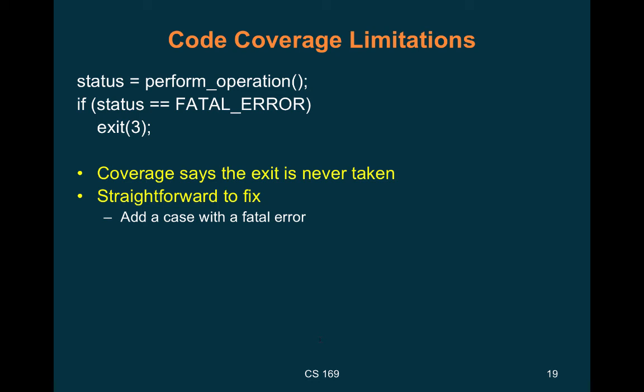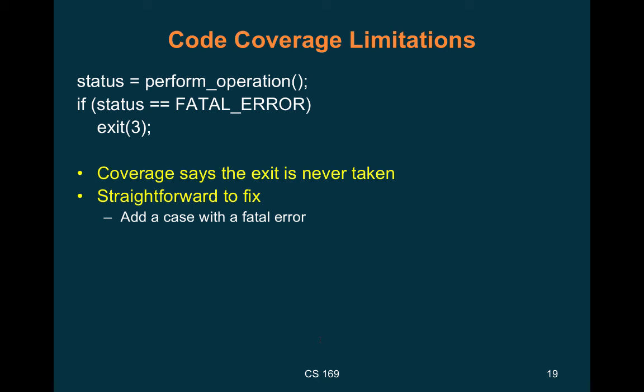So here's one example. Consider that you wrote this code. This is your production code that you're trying to test. You perform some operation, you get some status code, and if status equals fatal error, then you do some error recovery or error reporting. You run your tests, you collect test coverage, and it tells you that this conditional is not fully covered, this line is not covered at all. Well, you know what you need to do if you want to cover it. You add another test case that somehow induces the perform operation function to return the fatal error, and then the test will take this branch and this will get executed, and you verify that the recovery works.